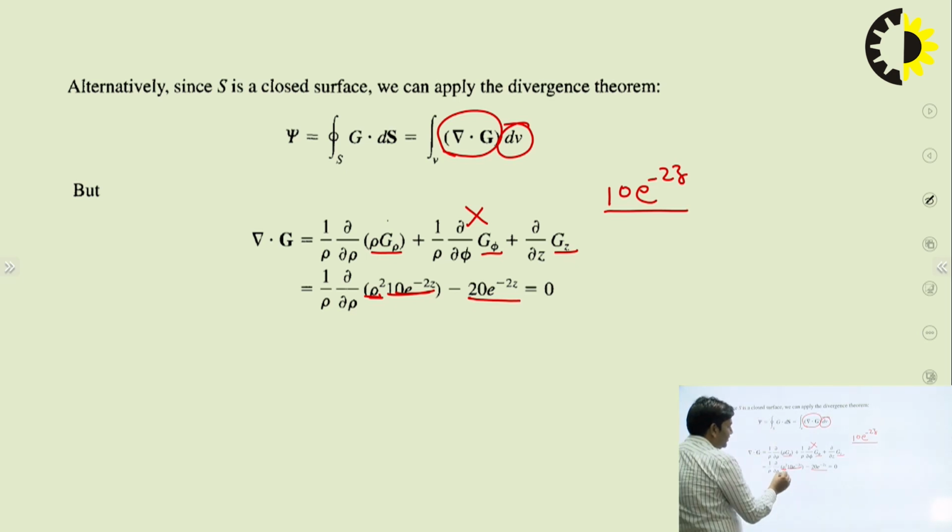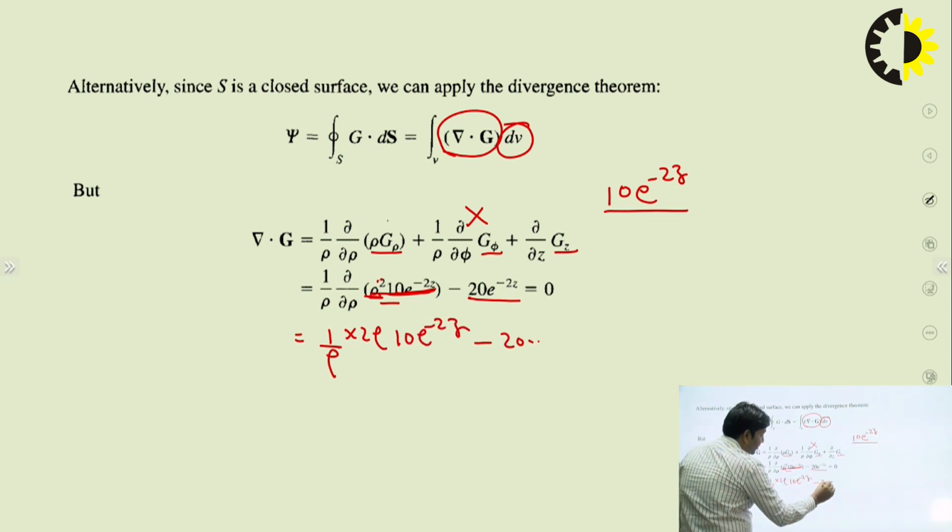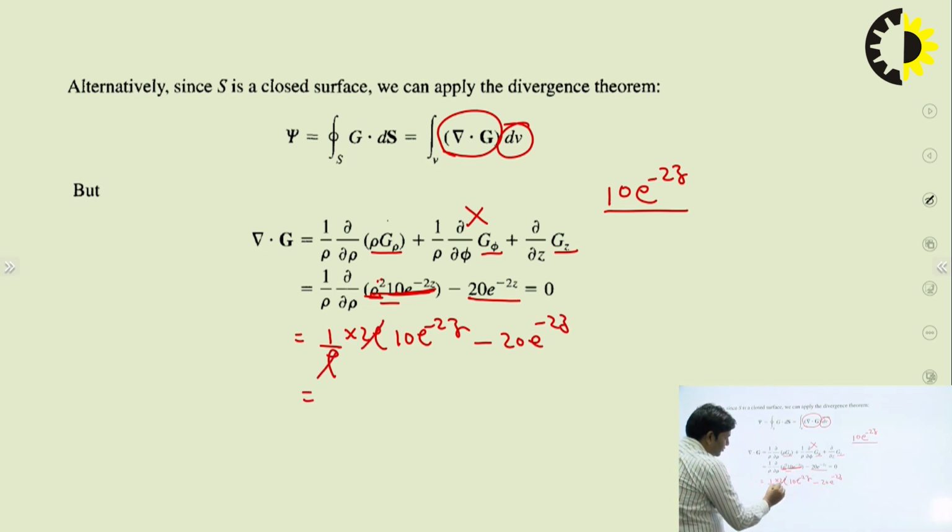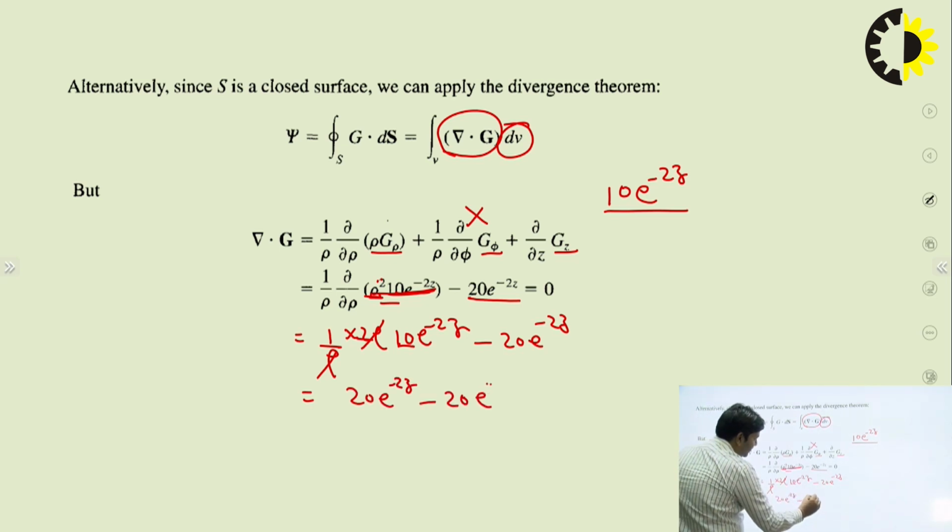So, you just calculate here: the meaning of 2 rho, 1 by rho, then you differentiate this with respect to rho, which is 2 into rho, 10 e to the power minus 2z, minus 20 into e to the power minus 2z. That means rho and rho cancel, this one is 2 into 10, 20 e to the power minus 2z in positive form, 20 e to the power minus 2z in negative form, that means which is equal to 0.